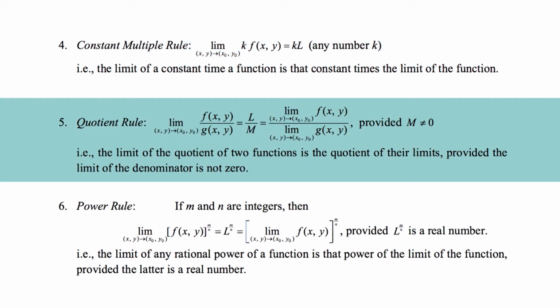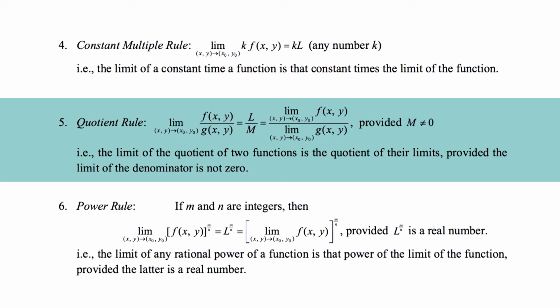Quotient rule: the limit as (x, y) approaches (x₀, y₀) of the ratio f(x, y) by g(x, y) is equal to L by m, which is equal to the limit of f(x, y) divided by the limit of g(x, y), provided m is different from 0.